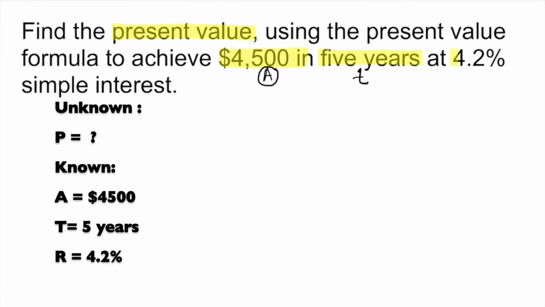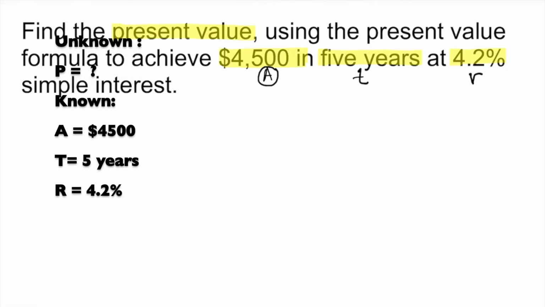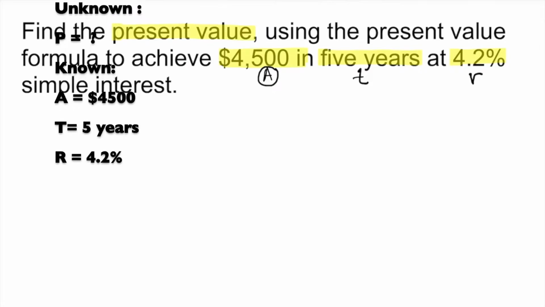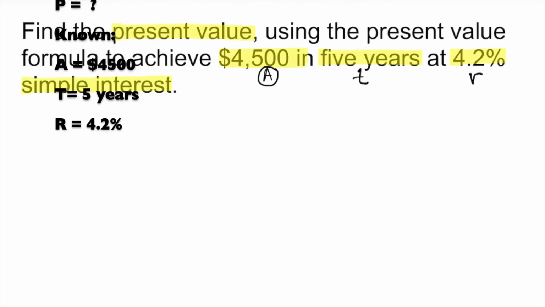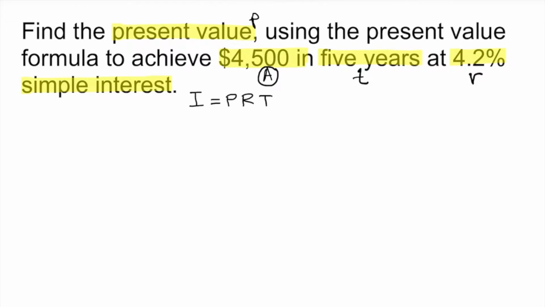And also the rate is given, which in this case is 4.2%. Notice that it also mentions simple interest. So the question is asking to find P by using the present value formula. We could have the formula I equals P R T, the simple interest formula, but we cannot use this one, because it doesn't have any amount, and the amount is given.